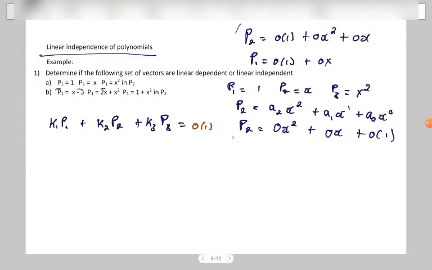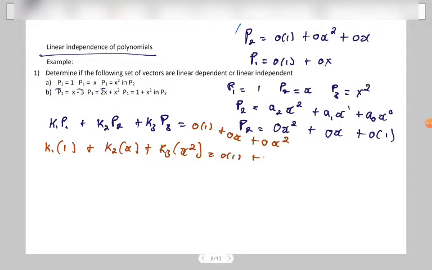So I'm going to write this as k1 open bracket, I have 1 here, plus k2 for p2 which is x, plus k3 for p3 which is x squared. This is the same as 0 times 1 plus 0x plus 0x squared. Then after that you equate the corresponding components. So k1 corresponds with this one here, so k1 is going to be 0, k2 corresponds with this here so k2 is 0, and k3 corresponds with this, so k3 is equal to 0.